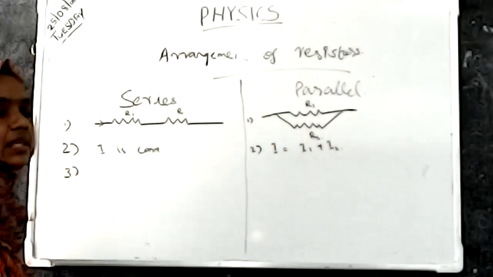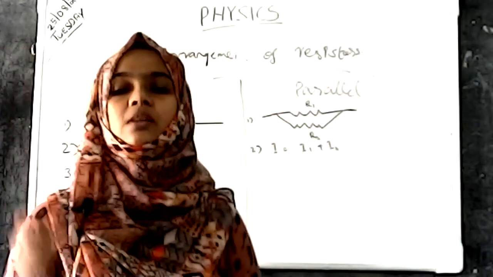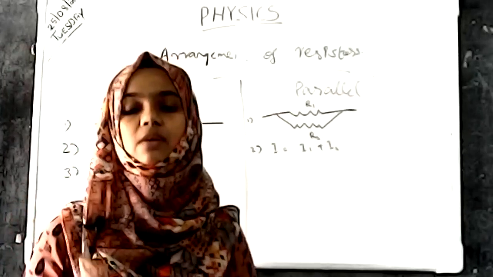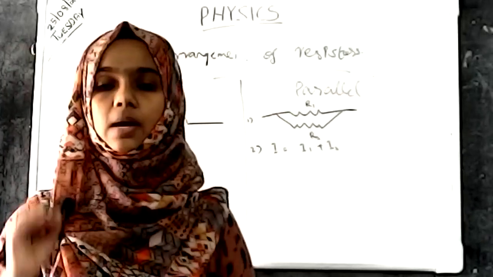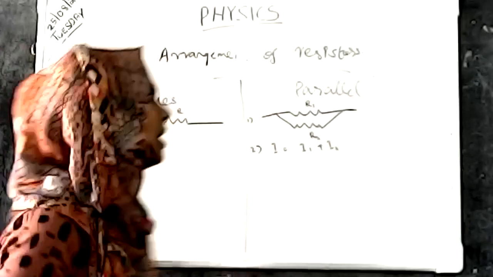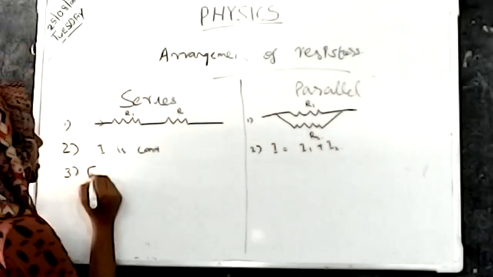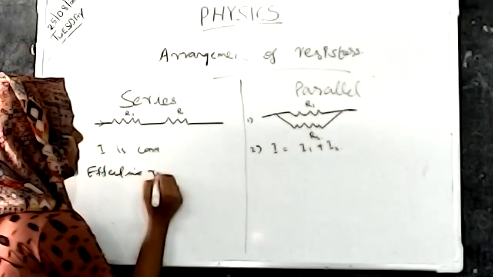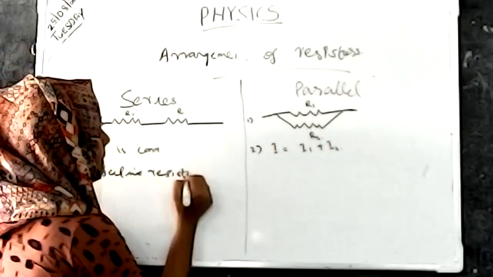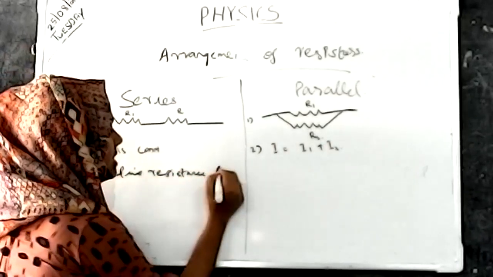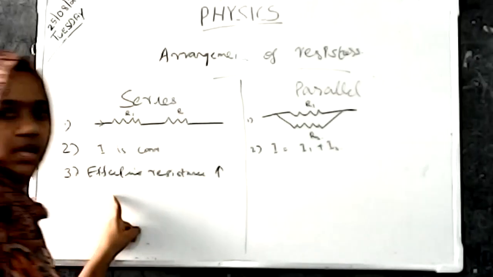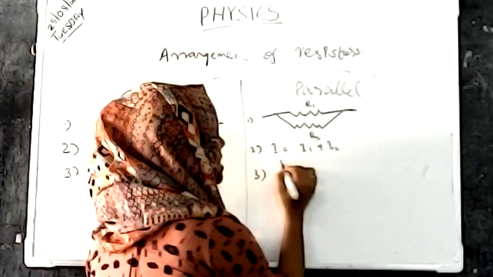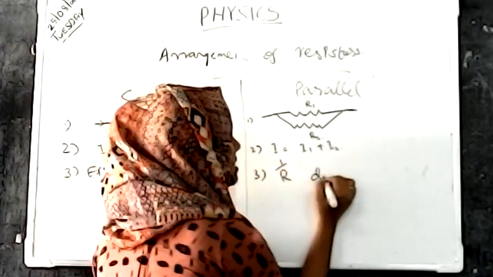And there is another difference: the series connection is more effective. So the effective resistance increases in series connection. So the third one is effective resistance increases in the series connection, and in the parallel connection effective resistance is decreasing.